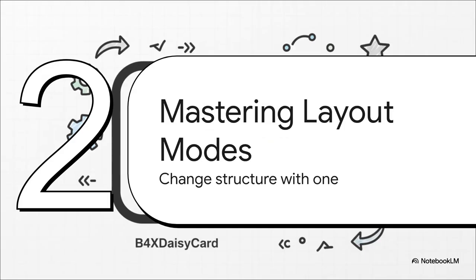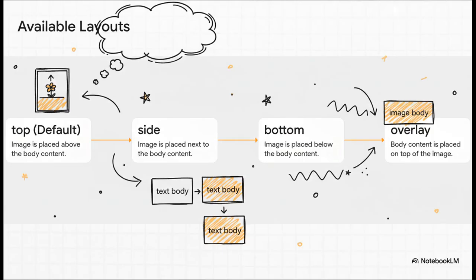Okay, now this is where the real magic starts. One of the most powerful features of the B4XDaisyCard is the layout mode property. I'm talking about completely changing the entire structure of the card with just one property. Seriously. So there are four main layout modes we're going to see. You can stick the image on top. That's the default, or put it on the side, move it to the bottom, or even create this really cool overlay effect. Let's just watch this thing morph right before our eyes.